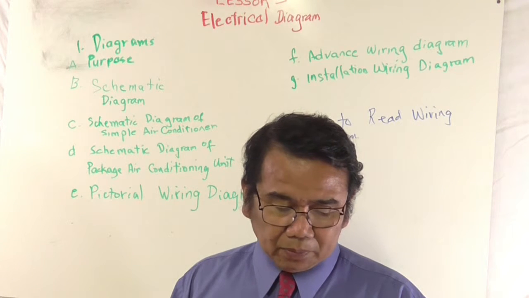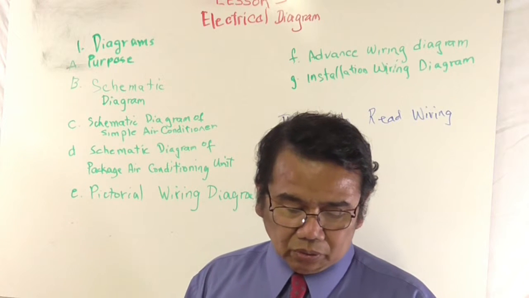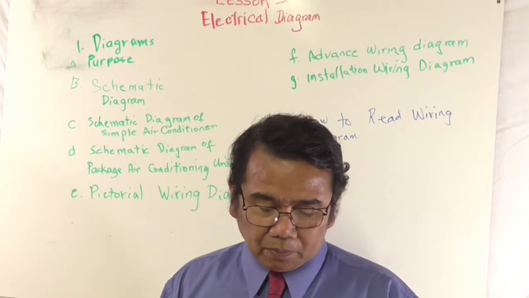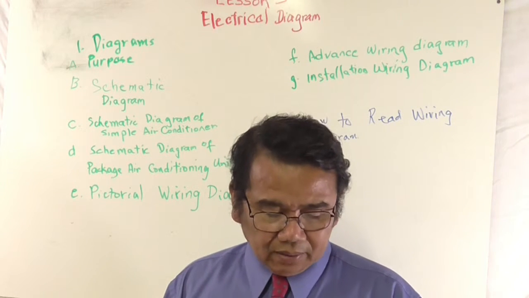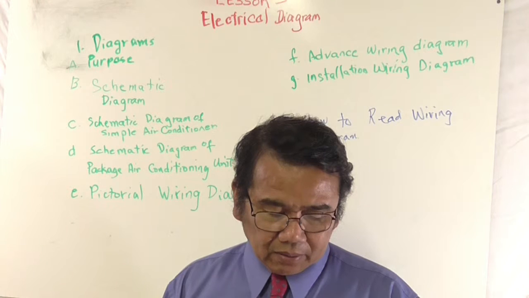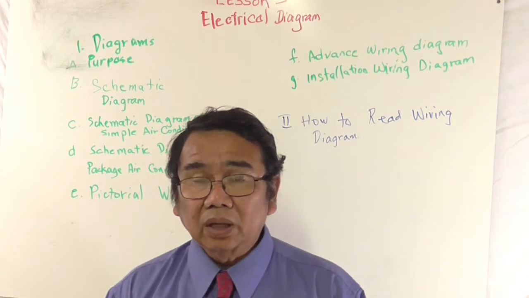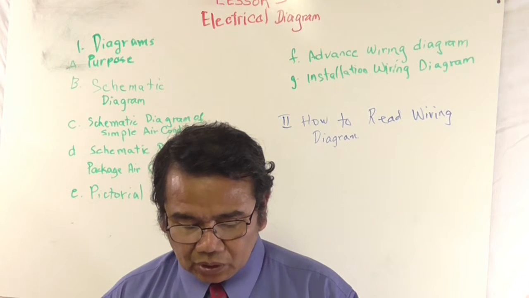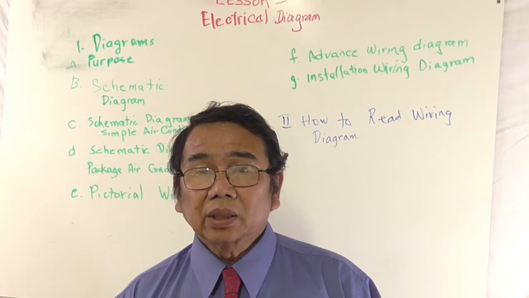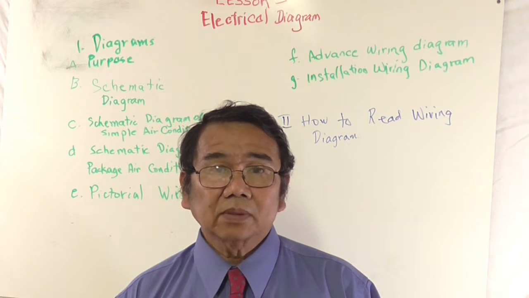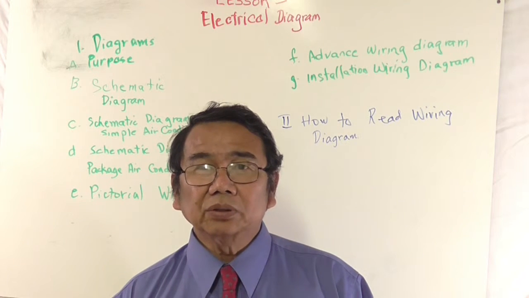The schematic wiring diagram of a simple air conditioner with line voltage controls. The schematic diagram of a package air conditioning unit. And then the pictorial wiring diagram, the advanced wiring diagram, and the installation wiring diagram. I recommend that you do more research on these diagrams, because this lecture is too short to really give a complete picture.